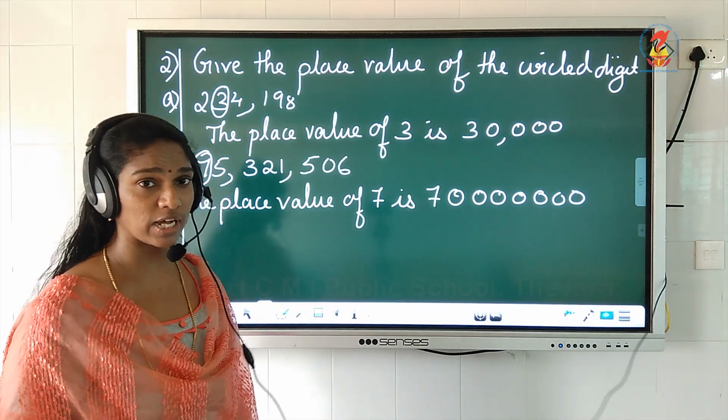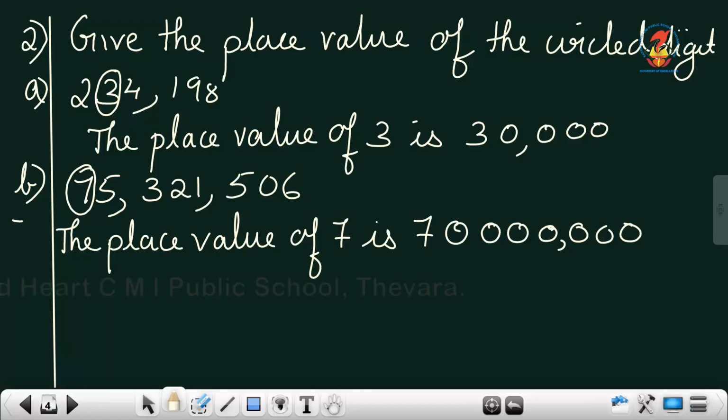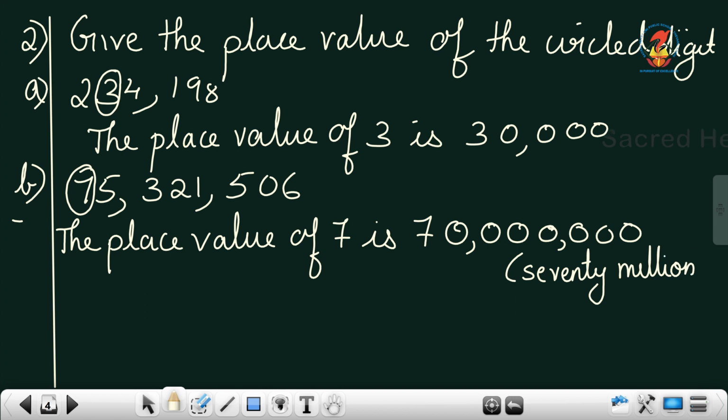And then you put commas according to the international system. So, you got 70,000,000. See, 7 is coming in the 10 millions place. So, 7, 10 million means it is 70 million. In bracket you write and keep 70 million. Okay. This is read as 70 million.